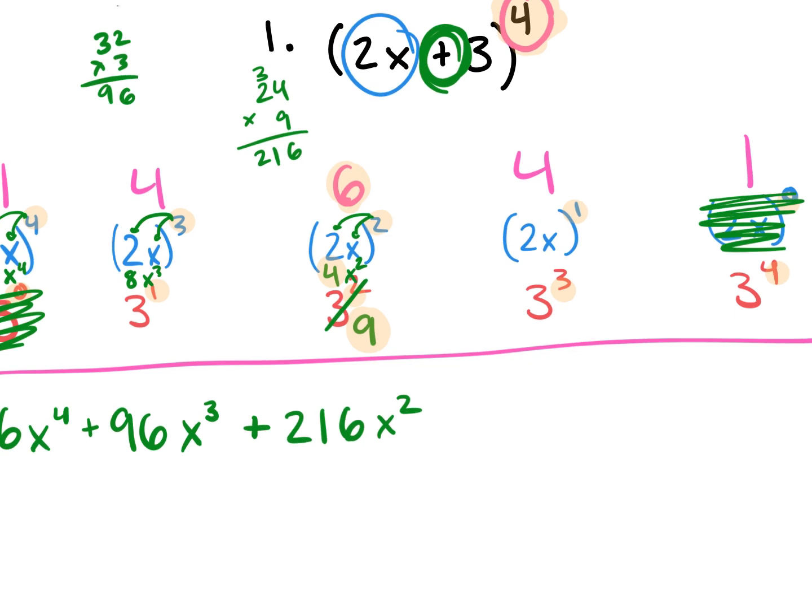So we have 4 times 2x. What is 3 to the 3rd power? 27. So what's 4 times 2? 8. So here we have 27 times 8. 8 times 7 is 56. 8 times 2? 16 plus 5? 21. So we have 216 again. So plus 216x.